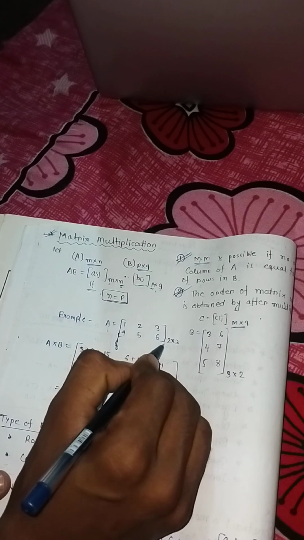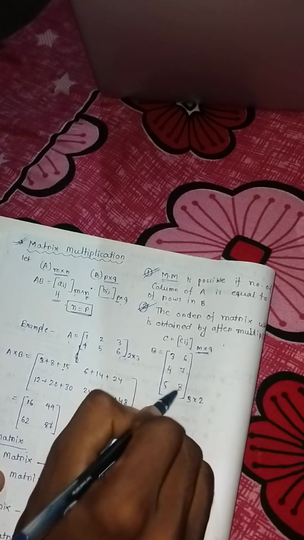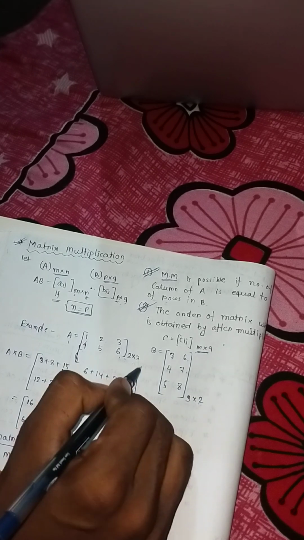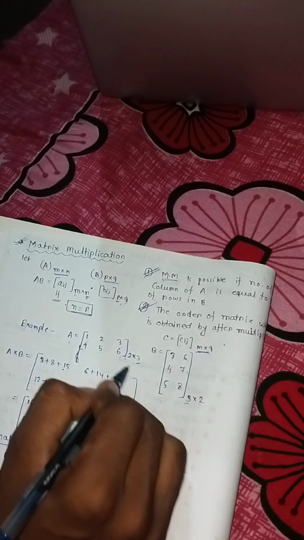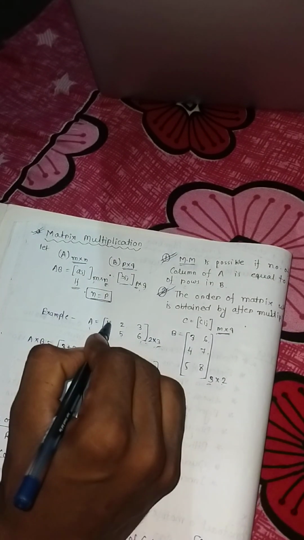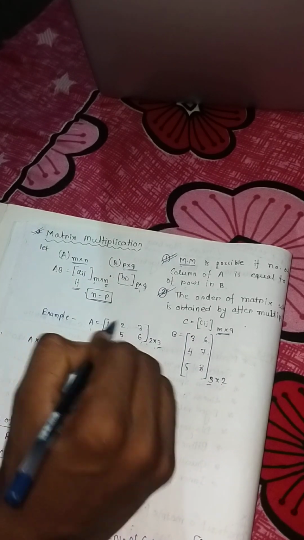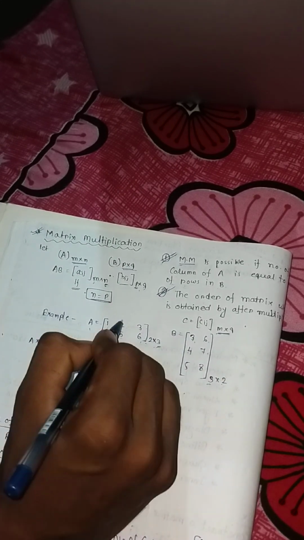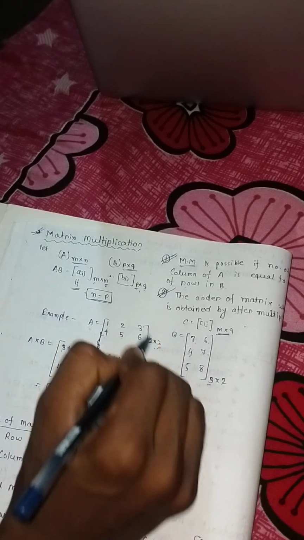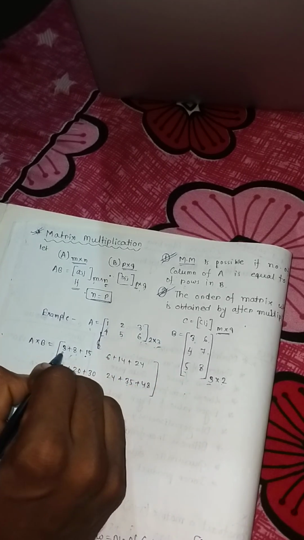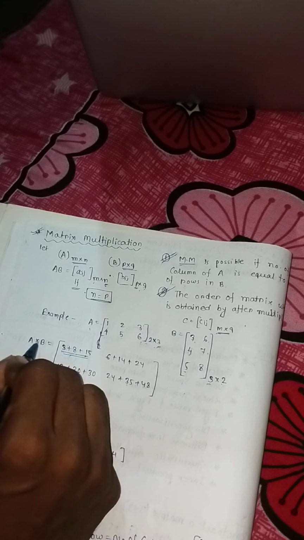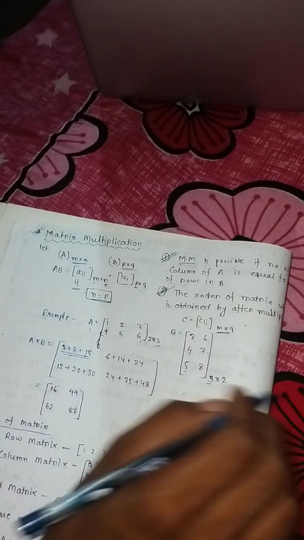For example, you can take A as a matrix of order 2 cross 3, which is 1 2 3, 4 5 6, and B is another matrix, 3 6, 4 7, 5 8, which is 3 cross 2. Now you can see this 3 and 3 are equal, so you can multiply this. And how can you multiply this? The first row is multiplied with the first column, that means 1 with 3 is 3, plus 2 with 4 is 8, 3 with 5 is 15, so plus 15. This is the first element of the product matrix.